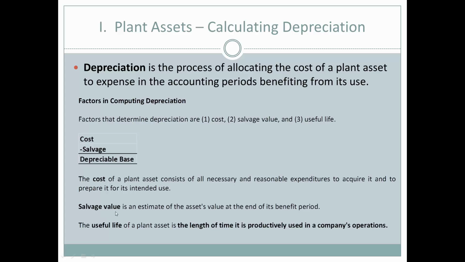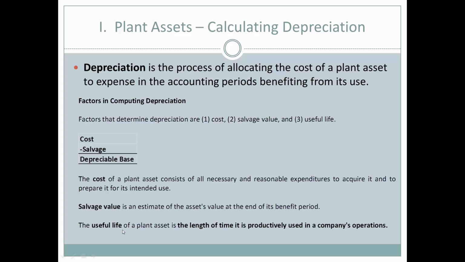So let's look at salvage value. It's an estimate of the asset's value at the end of the benefit period. If it was a truck, perhaps it would be based on Kelley Blue Book values at the end of the accounting period that the company intends to use it, and you would use that as your salvage value.